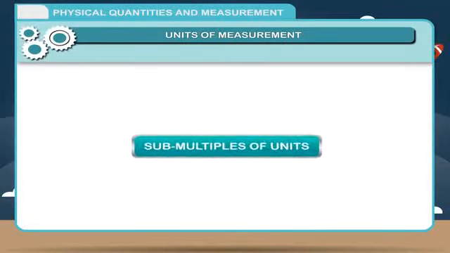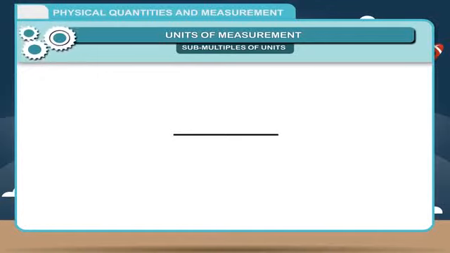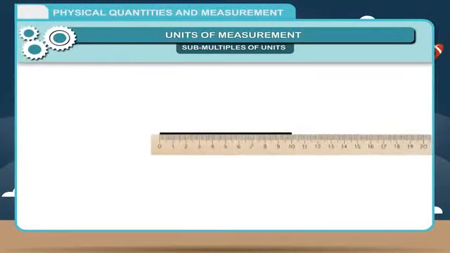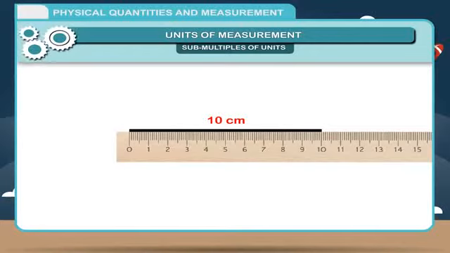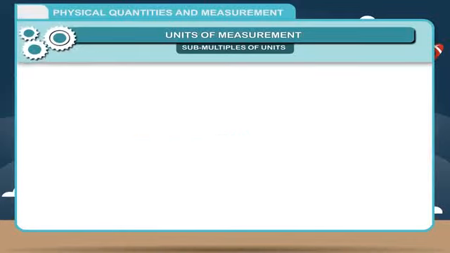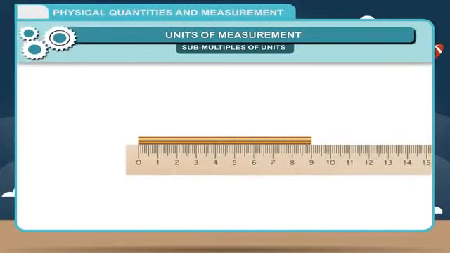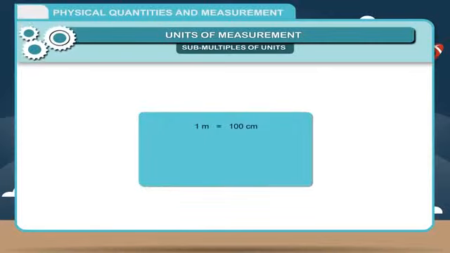Submultiples of units. Submultiples are the factors used to create the smaller forms of units. Sometimes we have to measure smaller lengths, then we use submultiples of units. For example, if we want to measure the length of a small wire, we measure in centimeters or millimeters. These are submultiples of units. 1 meter is equal to 100 centimeters. 1 meter is equal to 1000 millimeters. 1 centimeter is equal to 10 millimeter.